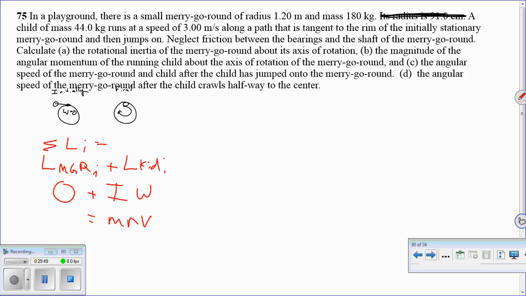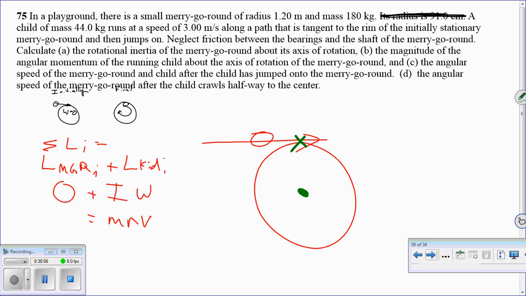So the radius is always, I shouldn't have shrunk my drawing. I'm going to redraw this. So here's the merry-go-round. Here's the kid. About what point is our system rotating? The center of the merry-go-round. And the kid's jumping on at this point. So r is the radius of the merry-go-round. Does that make sense, everybody?